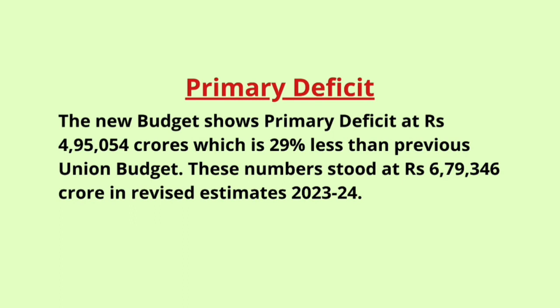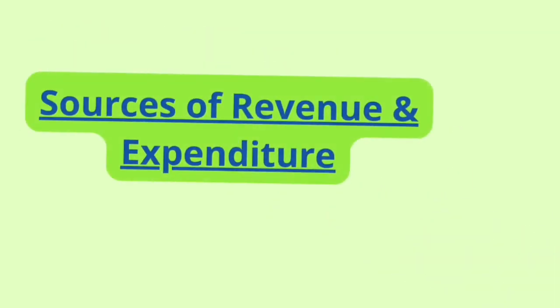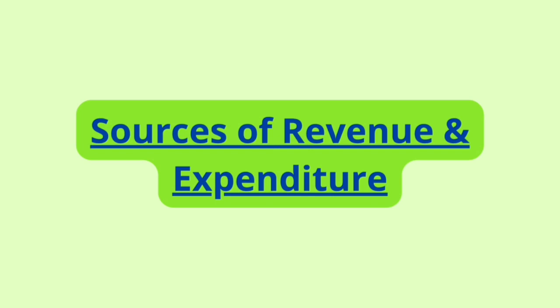Primary deficit. The new budget shows primary deficit at rupees 4,95,054 crores, which is 29% less than the previous Union Budget. These numbers stood at rupees 6,79,346 crores in revised estimates 2023-24. Sources of revenue and expenditure.